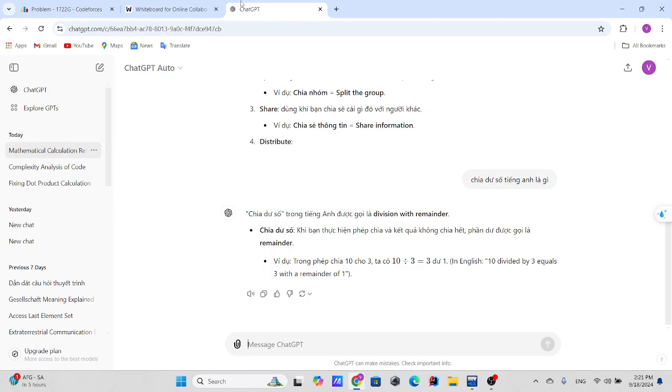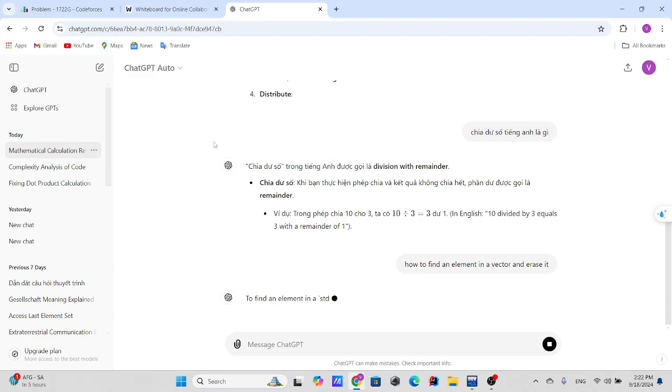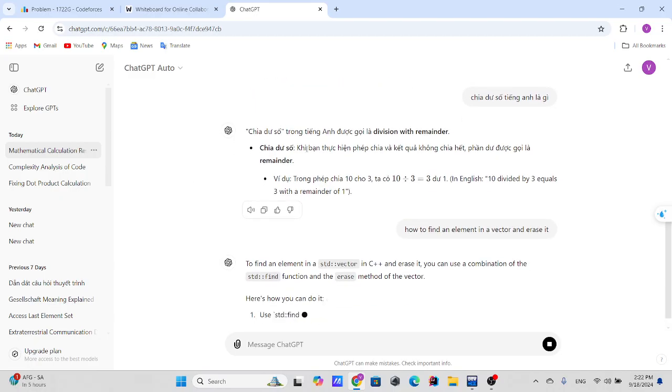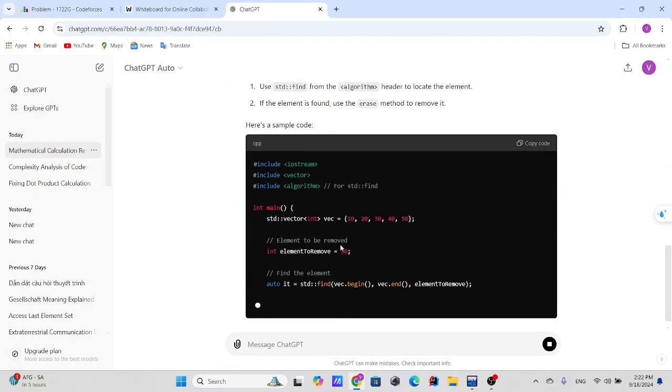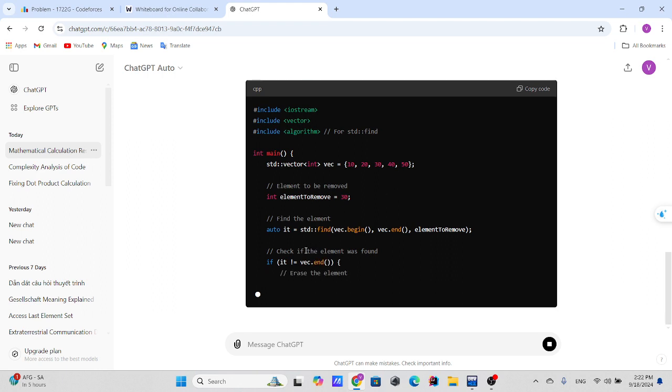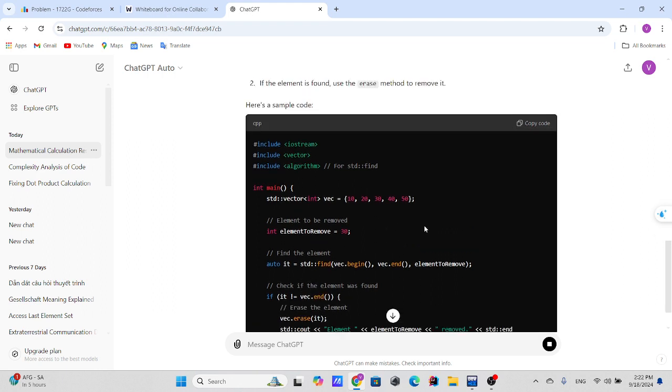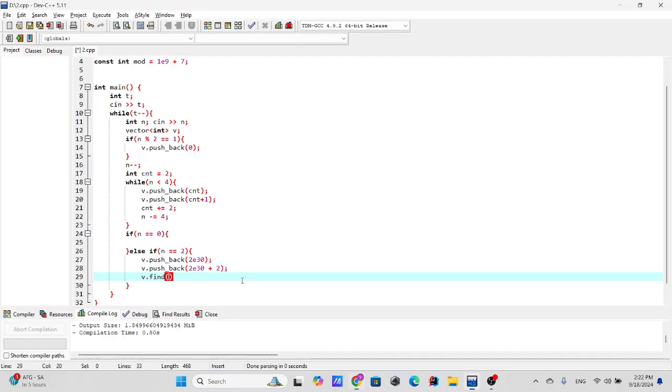How do you erase an element in the vector? How to find an element in a vector and erase it? Find, right? You must find it first, right? v.find. How do you find in a vector? Okay, find, then v.erase.